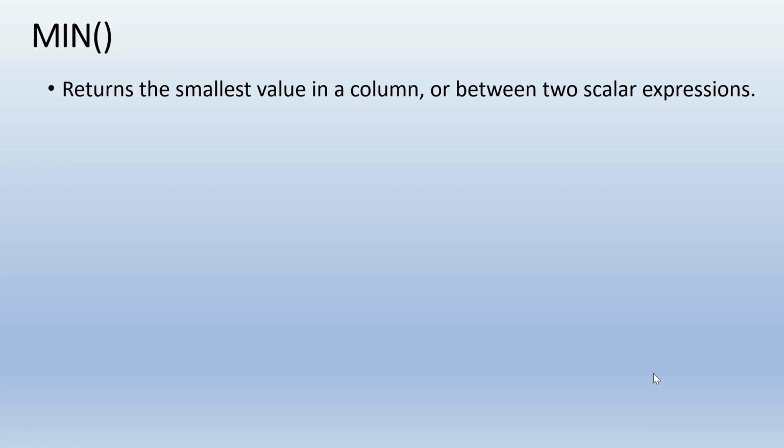Now we have the min function with us. As the name suggests, the min function finds the minimum or the smallest value from a column or between two scalar values. Scalar values means we have two expressions which return a scalar value, and between two scalar values we can have one smallest value as a result.